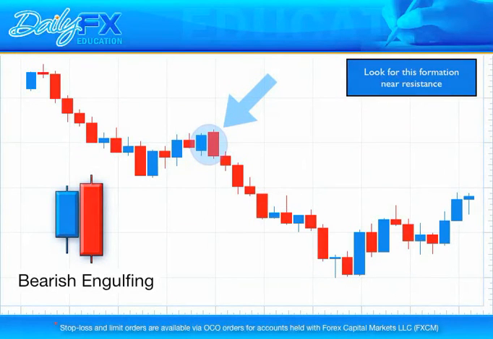Next we have the bearish engulfing. The bearish engulfing, like the bullish engulfing, is one of the more easily recognizable 2-day bearish reversal patterns. The formation reflects sellers overtaking buying strength and often precedes a fall in price action.